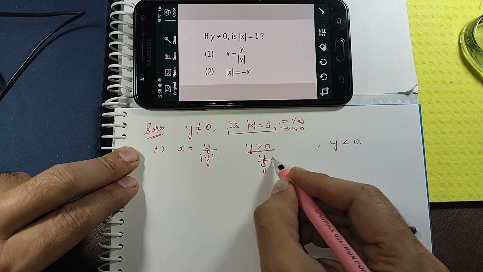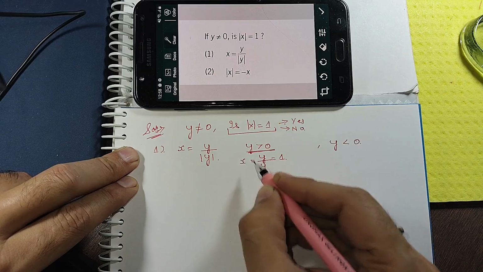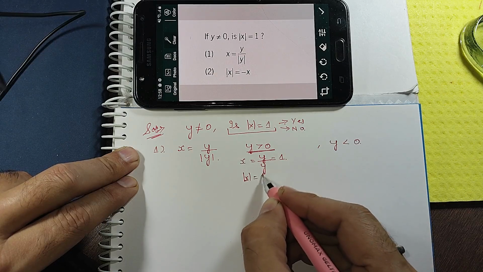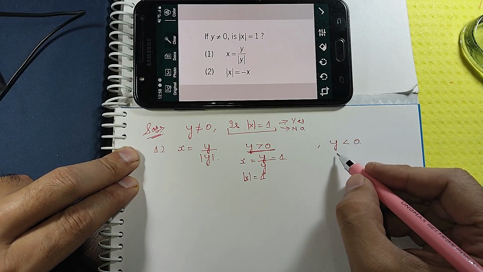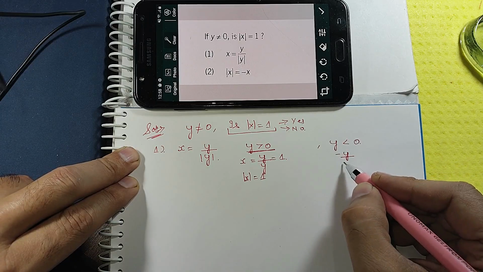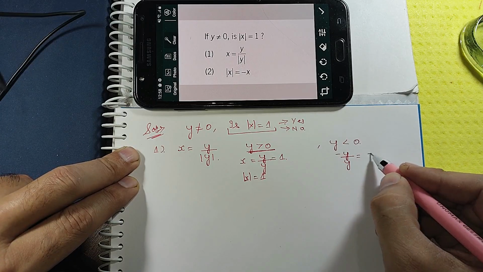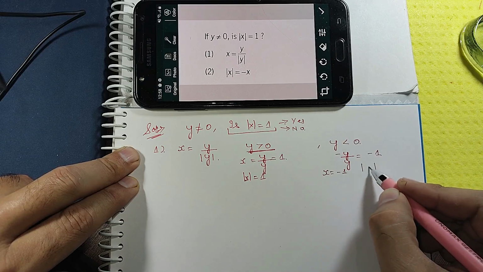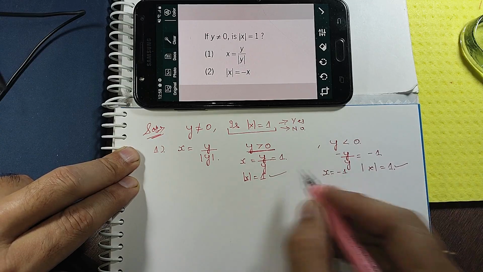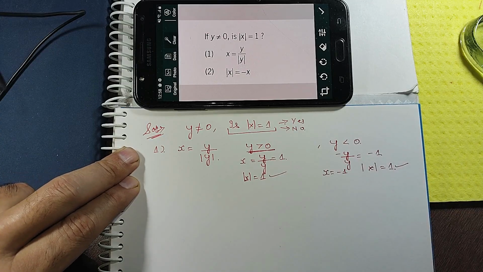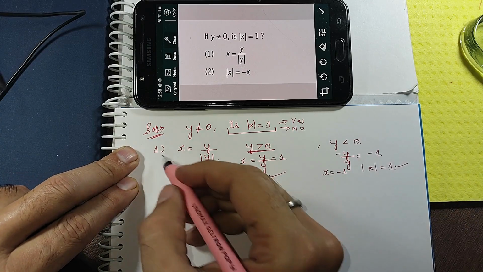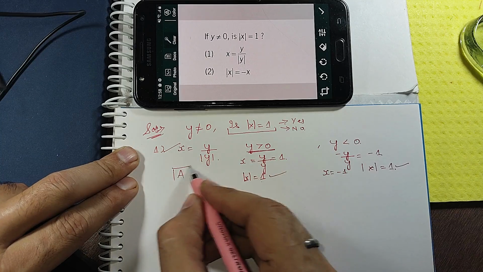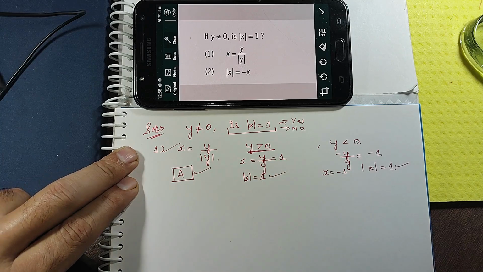So y by y will be equal to 1, and this is equal to x. So mod of x will definitely be equal to 1. Now if y is less than 1, in the numerator it will become minus y and in the denominator it will become y. So this will be equal to minus 1. So x is equal to minus 1. So mod of x will be equal to 1. So in both situations, the only two cases that arise, the value of mod x is equal to 1. So it gives us a sure yes. So we can say that statement A is sufficient to answer our question.